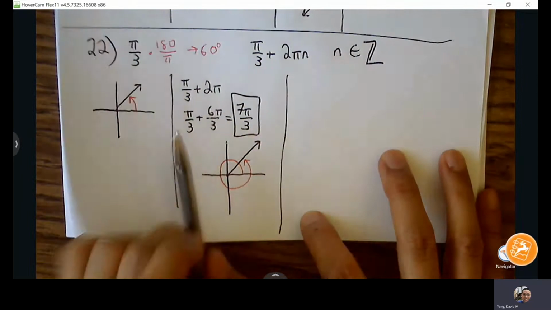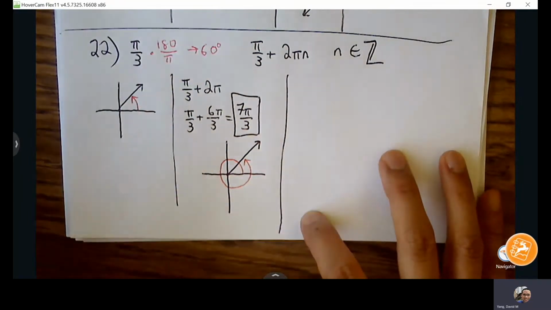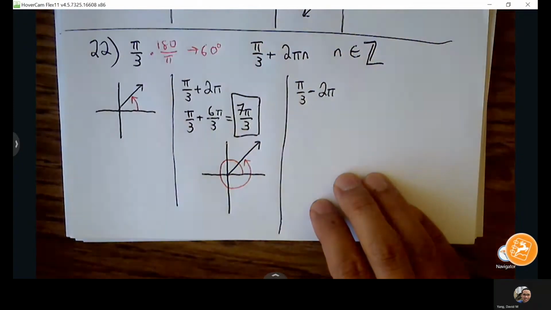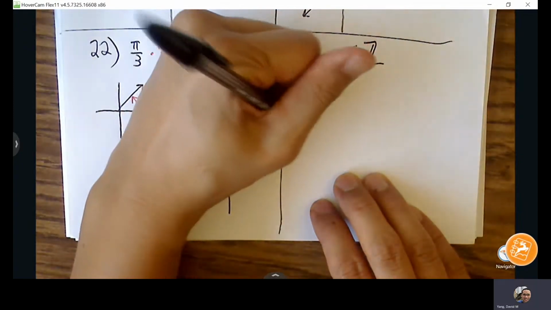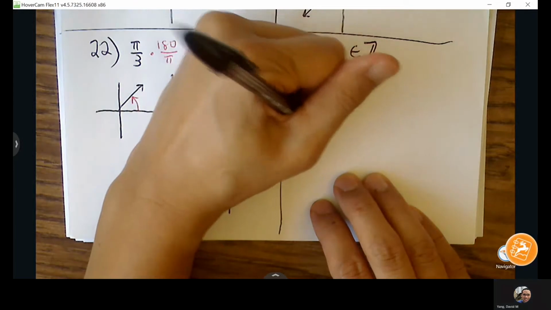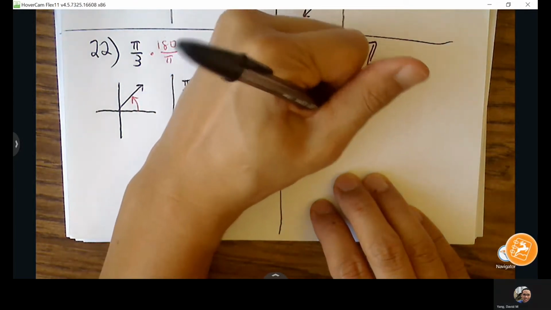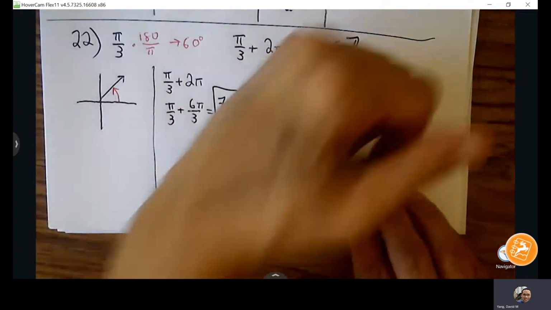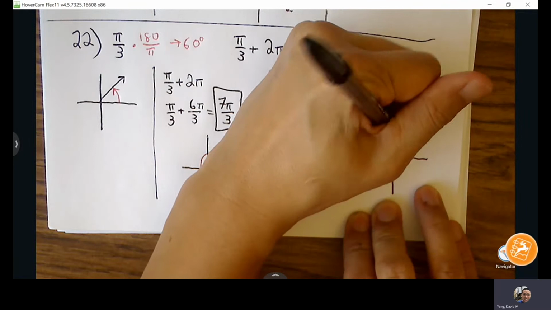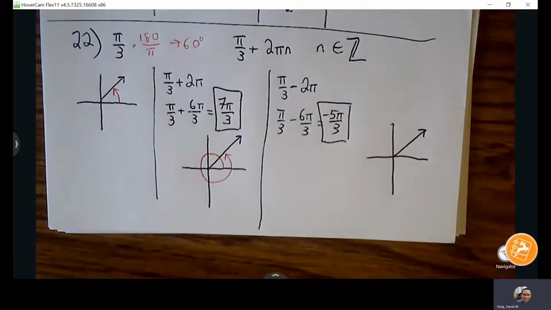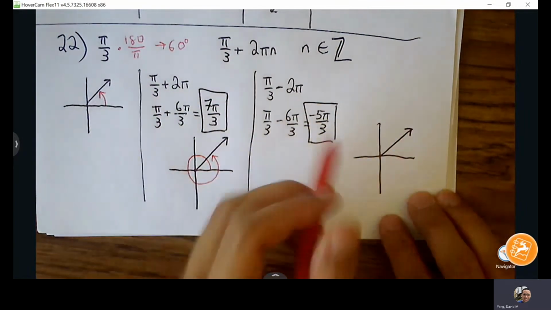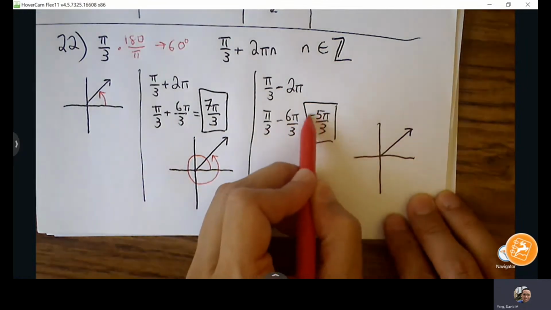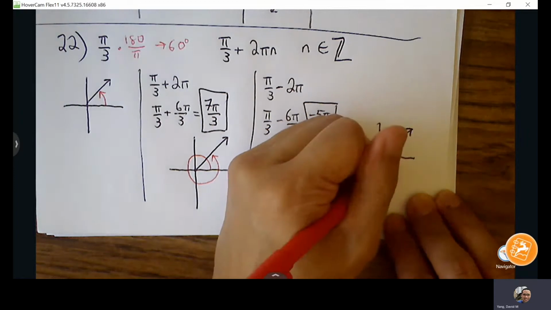Now let's find a negative coterminal. So I'm going to start at pi over 3 and subtract 2 pi. So, common denominator. There's my coterminal angle in terms of radians. I know where it's going to land. I know it's going to be in the first quadrant, which is going to show my path to that terminal side. So start on your initial side. Now we've got to go in the negative direction. Got to go clockwise.